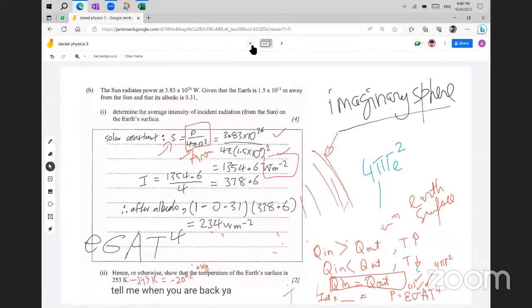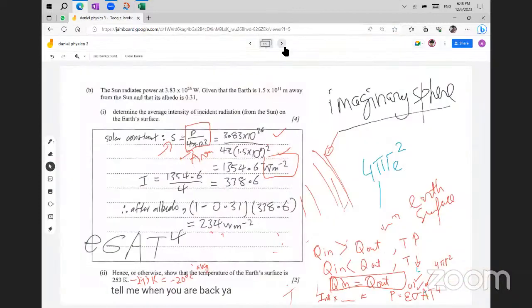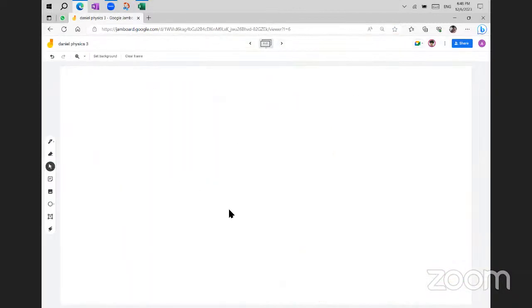Hopefully we can do more papers next time, and when you encounter this intensity question, it will make more sense. Now, what should the next question be? Are we done with all? The next question is 6, right? Could you please paste it for me?